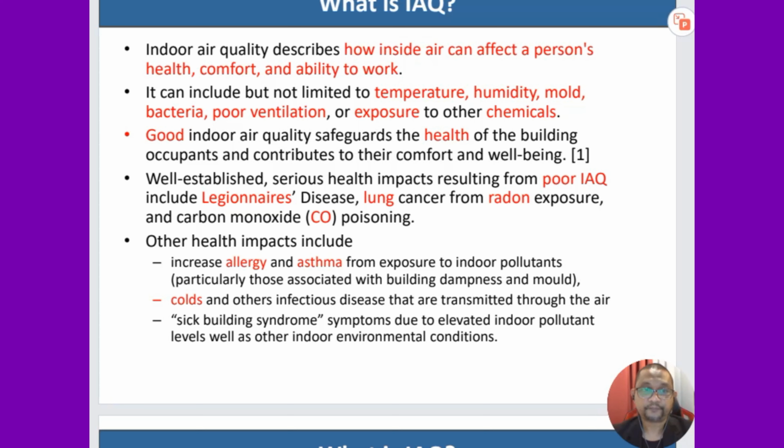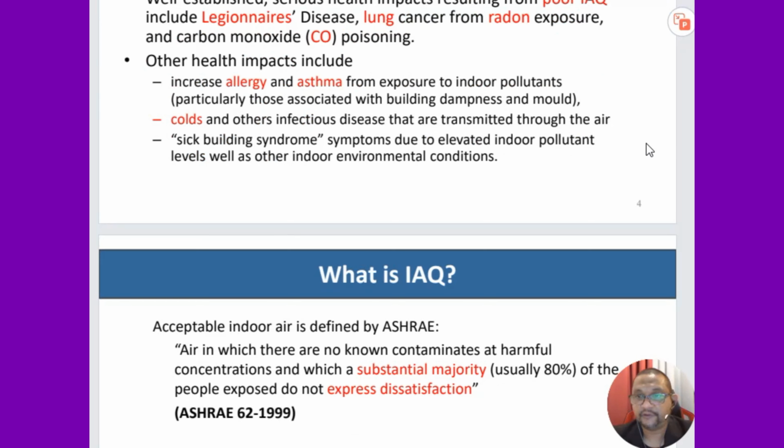So number four of the ventilation is energy recovery ventilation, that means ERV, and heat recovery ventilation, HRV. This system uses a heat exchanger to remove energy from exhaust air and use it to condition incoming fresh air. This makes the ventilation process more energy efficient. Okay, that is some of the ventilation systems that can be used if we have poor IAQ.